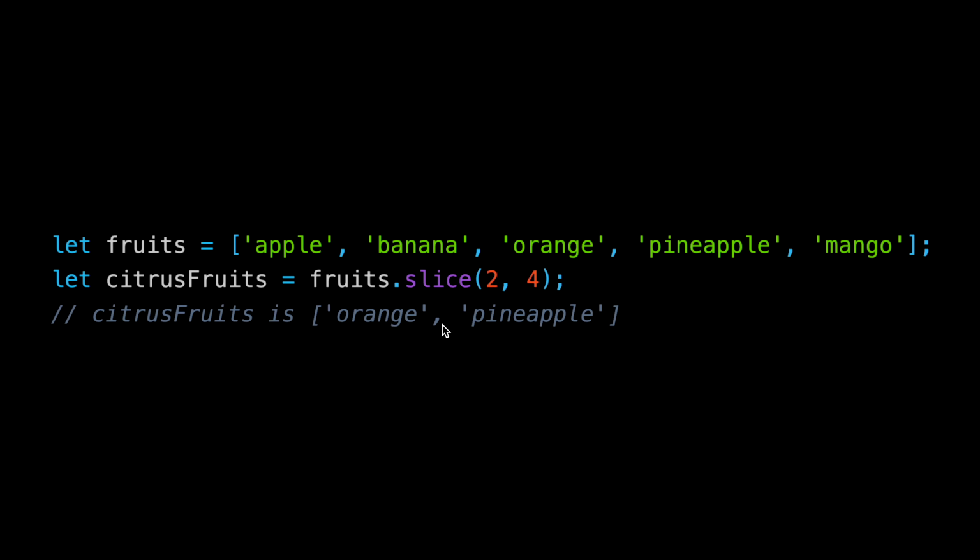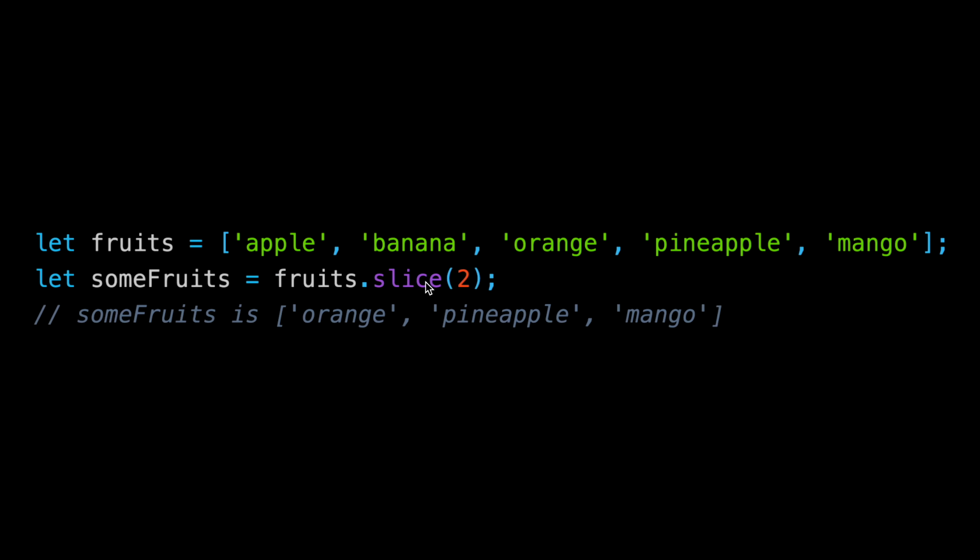And then we have slice. The slice method will return a shallow copy of a portion of an array into a new array object selected from start to end. End is not included. So we're starting at index 2, 0, 1, 2, that's orange, and then we're going to 4. The fourth one is mango, but remember the end is not included. So we just have orange and pineapple.